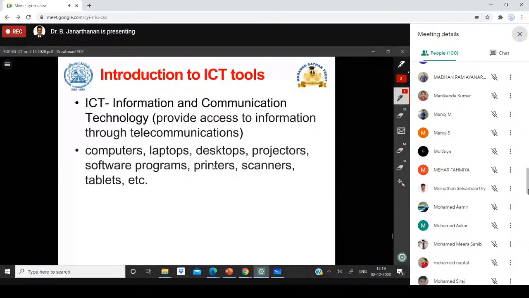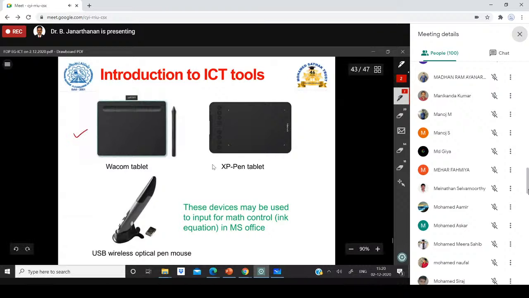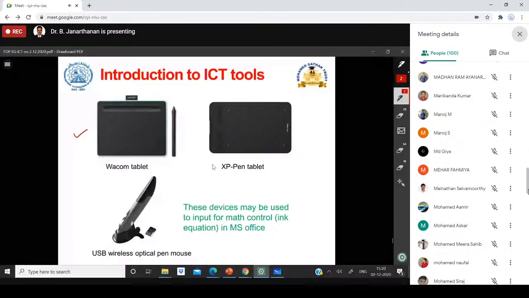Some of the tools I use here: I use this Wacom tablet with this stylus. I am not representing any company for this canvassing. Since I use this Wacom, I recommend this. Others, if you feel this is better, an XP pen tablet, you can use any kind of tablet. So whatever I am doing on the screen, I am writing on the Wacom tablet only, which is projected on this.